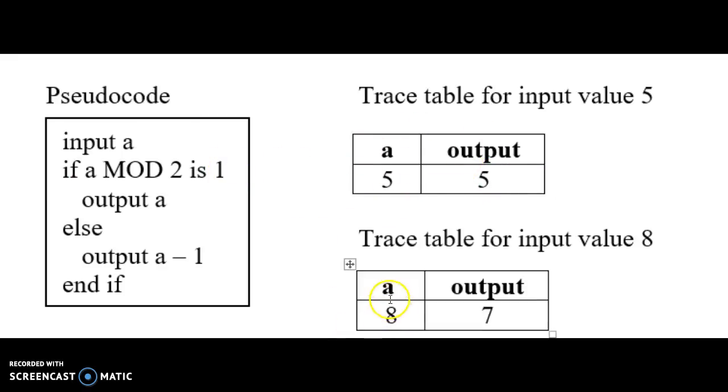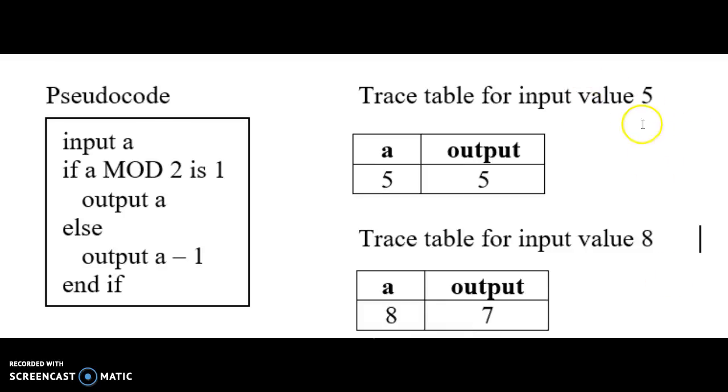However, if we input an even number divided by 2, the remainder will be 0, not 1, and therefore we'll execute not that line of code, but this line of code. So in the case of an even number, we will output the odd number, which is 1 less than that even number. And that's the purpose of this pseudocode.